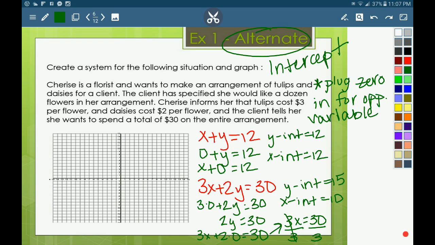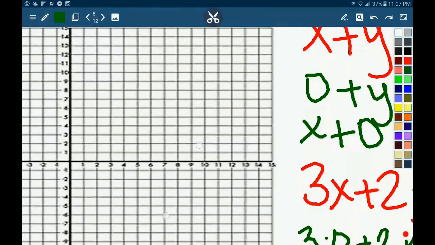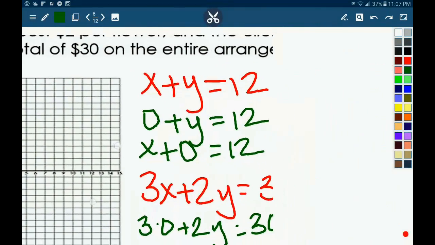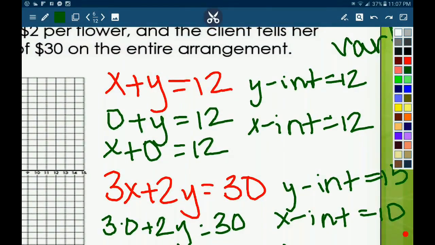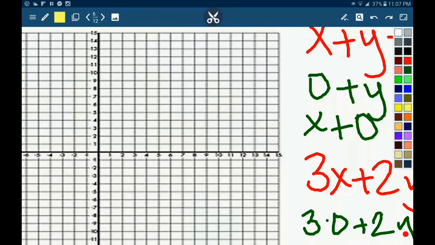So now that we've done this quick calculation, we can go ahead and start graphing without even rearranging the equations at all. Remember, intercept just means where they cross the axis. So for the first equation, we said the y-intercept was 12 and the x-intercept was 12. So I just need to locate 12 on both axes and connect the dots.